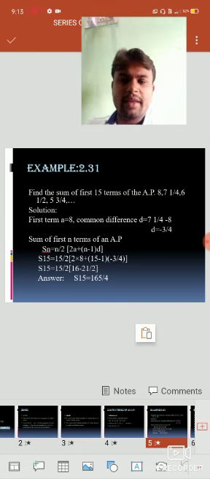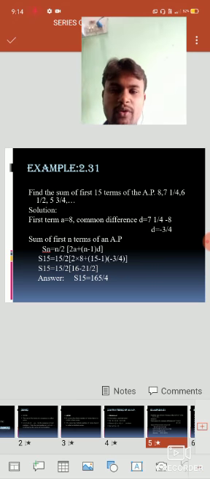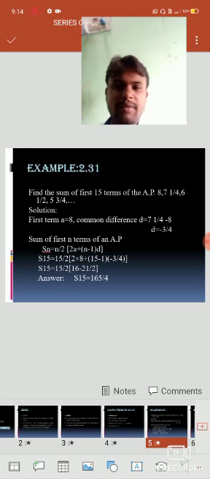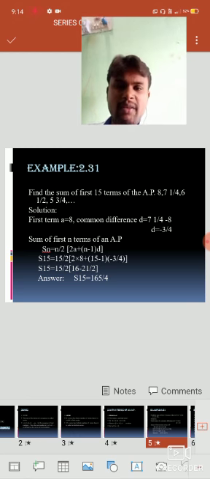Here the first term a is equal to 8 and the common difference d is equal to t2 minus t1. So t2, the second term, is 7 1 by 4, minus the first term 8. So 7 1 by 4: 4 sevens are 28, plus 1 is 29 by 4, minus 8. The denominator is 4, so multiplying 8 by 4, 4 eights are 32. So 29 minus 32, the final answer d is equal to minus 3 by 4.